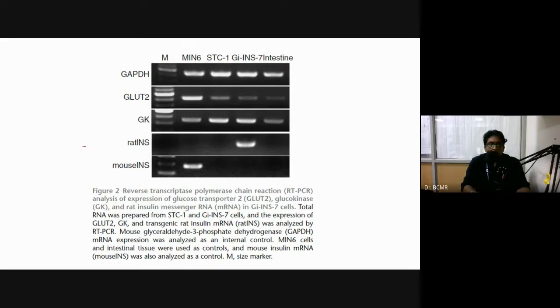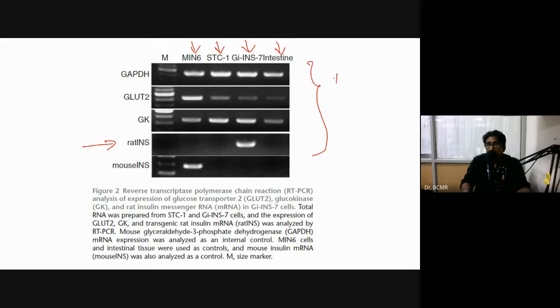So this is the intestine. These are STC cells, and this is another, MIN6 cells. You can see in the legend if there are those things. What they have done is to check which genes are expressed in these different cells.